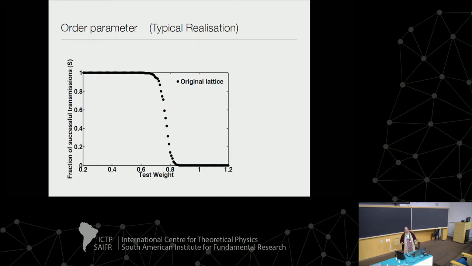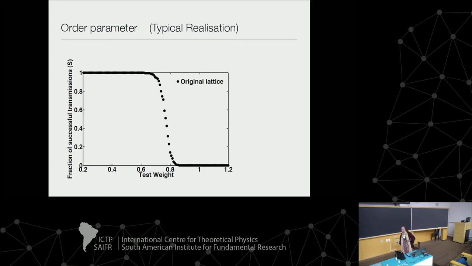And what we define now is an order parameter. And that order parameter essentially consists of the fraction of successful transmissions. That means at a given test weight, you deposit it arbitrarily somewhere on the top layer, which means it can access different clusters, how often does it reach the bottom? So you can obviously see that that actually will be a function of the test weight. For small test weights, essentially every transmission is successful. And as test weights increase, essentially every transmission fails. This is a phase transition, which takes place somewhere at this point.